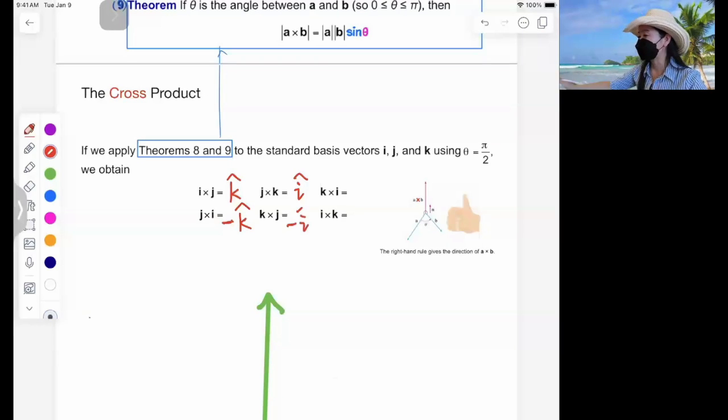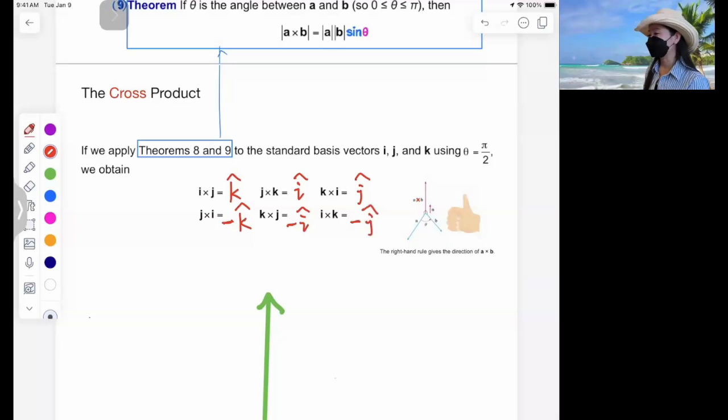Yes, you got it. Oh, the next one. Okay. K cross I. That is J. Wow, you guys are good at it. See, you guys are smart. Okay, and now what about I cross K? Negative J, right? Negative J.